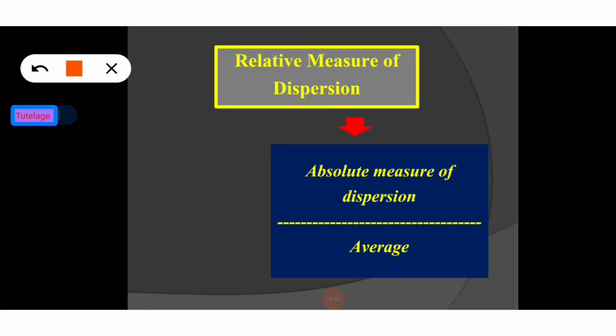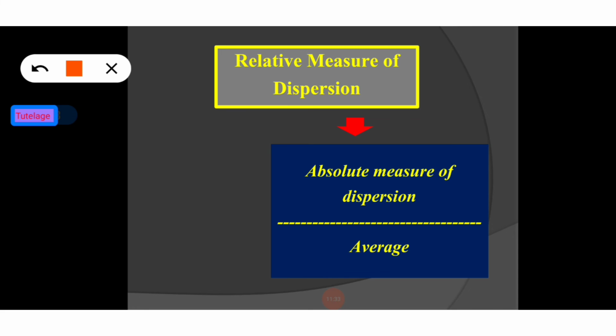A comparison of such measures of dispersion becomes difficult and meaningless when the dispersion of different sets of data is to be compared, since these measures are expressed in different units. So in such situations it is generally the relative measures of dispersion which are used, where the data are expressed in different units. There is no common unit. Okay, so in such situations relative measures of dispersion are used.